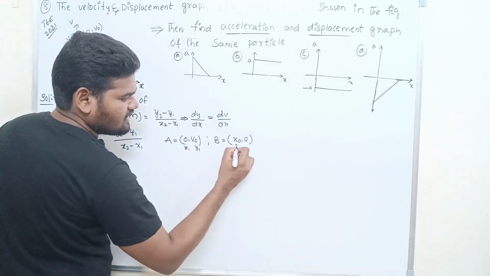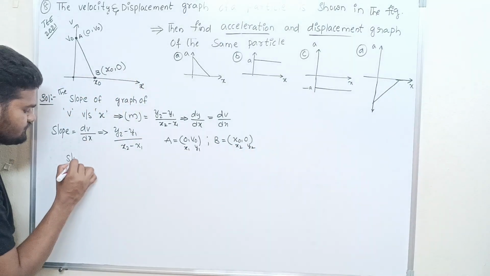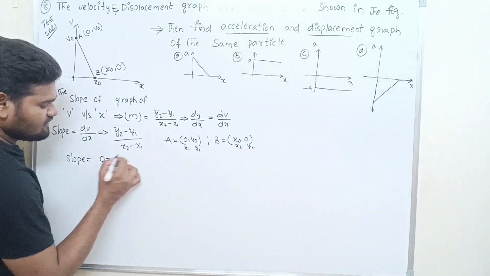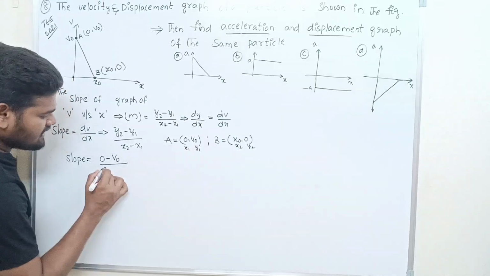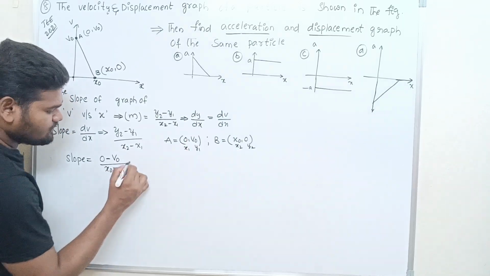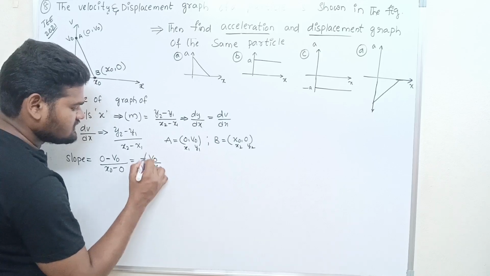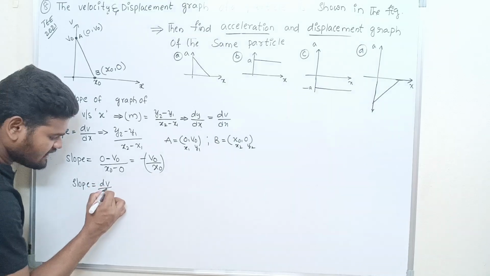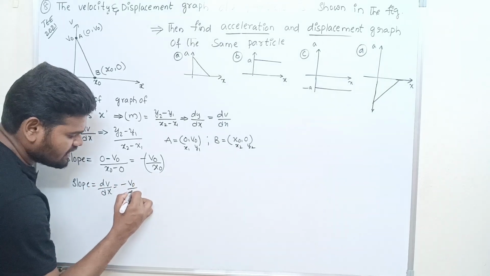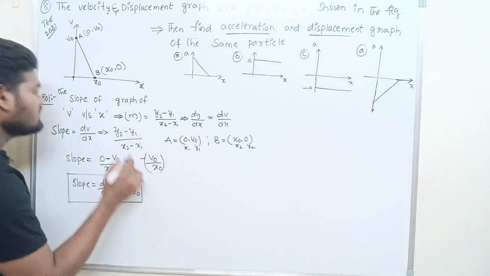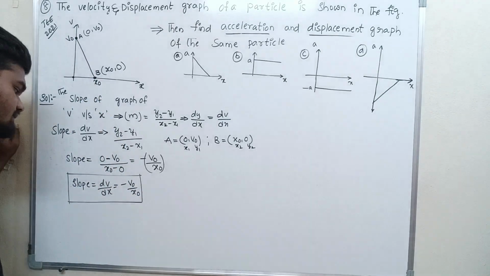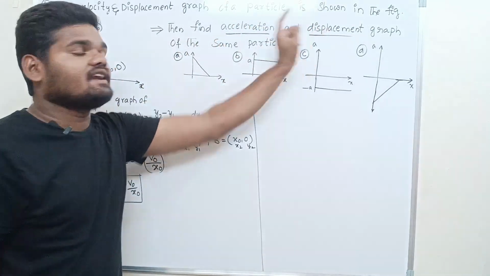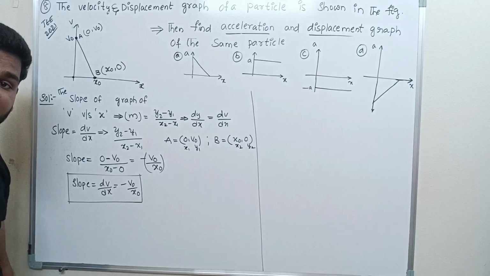So these are x1 y1 and x2 y2. Then the slope is y2 minus y1, so have a look: 0 minus v naught divided by x2 minus x1, x naught minus 0. So minus v naught by x naught. So slope is equal to dv by dx is equal to minus v naught by x naught. We got the slope for this graph. So what are they asking? They are asking to find the relation between acceleration and displacement for the same particle.